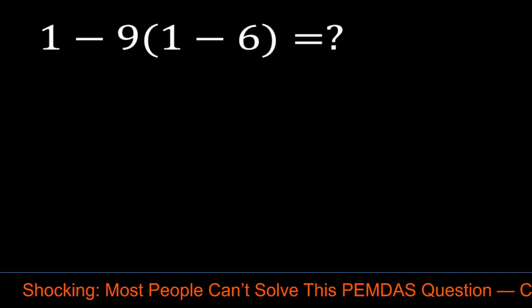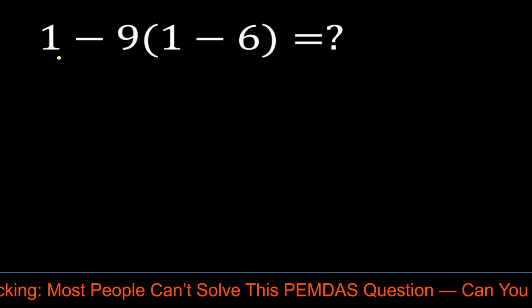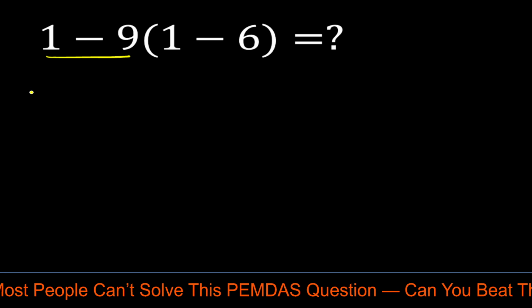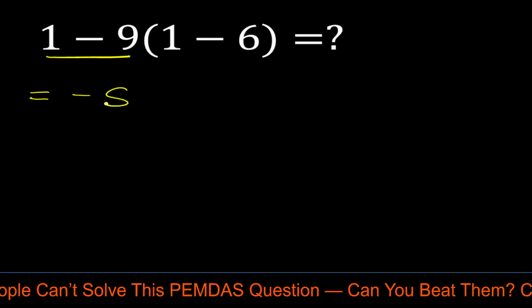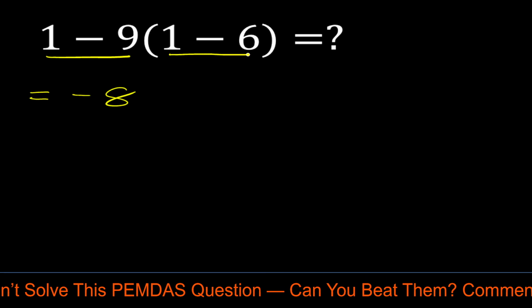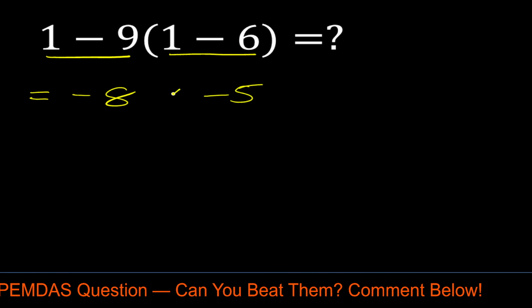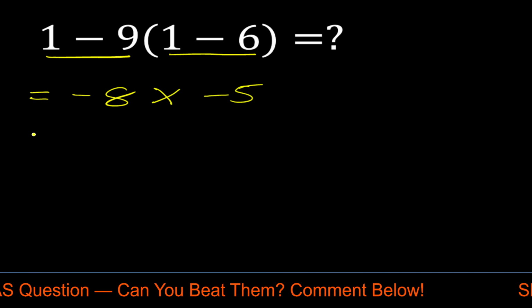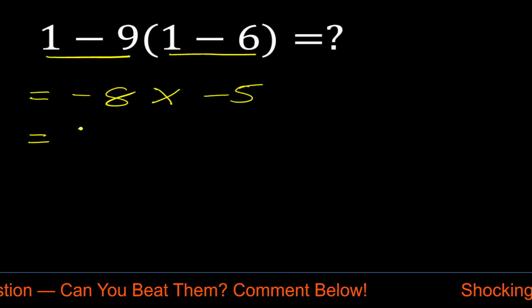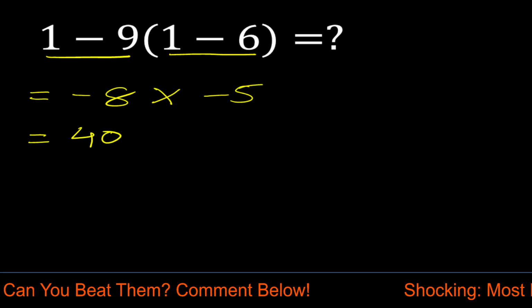So most people solve this question like 1 minus 9. So 1 minus 9 is equal to minus 8, right? Now 1 minus 6. So 1 minus 6 is equal to minus 5, right? So minus 8 times minus 5. So minus 8 times minus 5 is equal to 40, right?